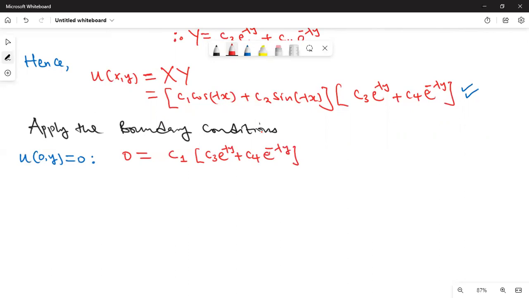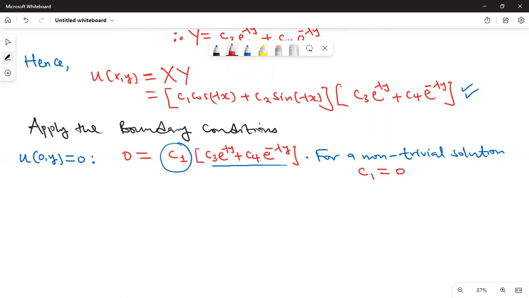Now, we need a non-trivial solution. If you need a non-trivial solution, then it means this cannot be 0. So we only remain with C1 being equal to 0. So you can write, for a non-trivial solution, it is only C1 that can be 0, but not the other one.